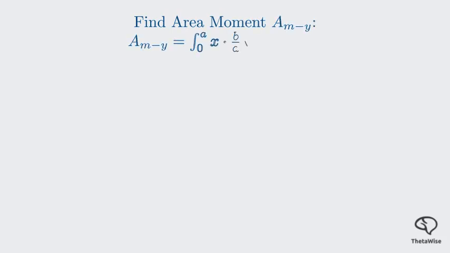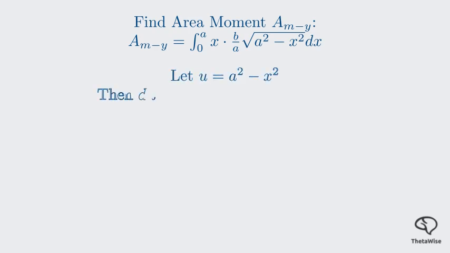Now that we have the area, let's find the centroid coordinates for our quadrant of the ellipse. Let's start with the x-coordinate. We need the area moment about the y-axis, A sub My. Using a vertical strip, this is the integral from 0 to a of x times y dx. This integral can be solved using substitution.